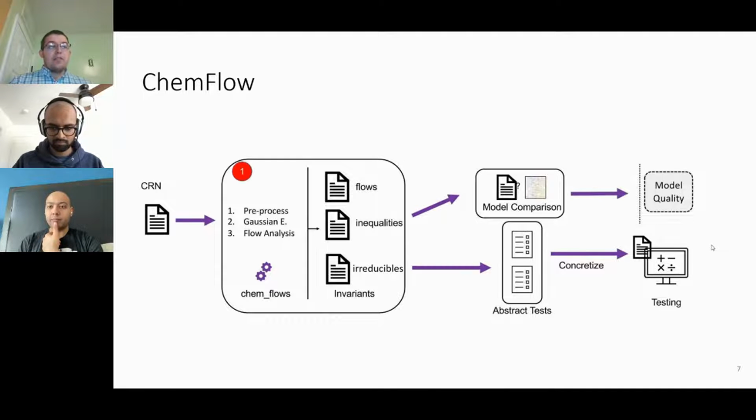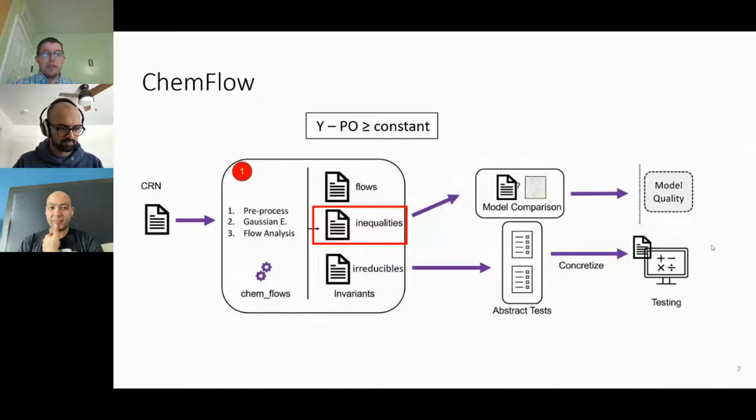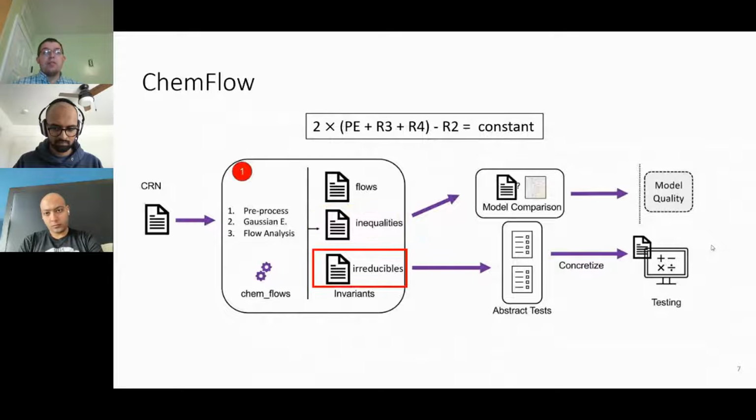ChemFlow works by first generating invariants of 3 types. The flows are the simplest type, using simply species counts in order to be evaluated. The inequalities use additional information, such as the reaction counts, but use the same evaluation, so they have a weaker oracle. And the irreducibles use both the species counts and the reaction counts, but require additional scaffolding to be evaluated. These are the most costly to evaluate, but do add additional coverage compared to the other types.